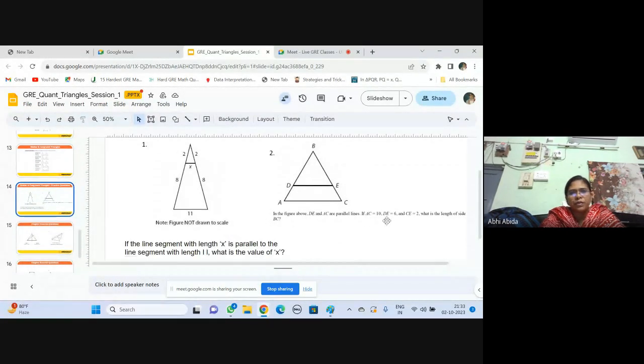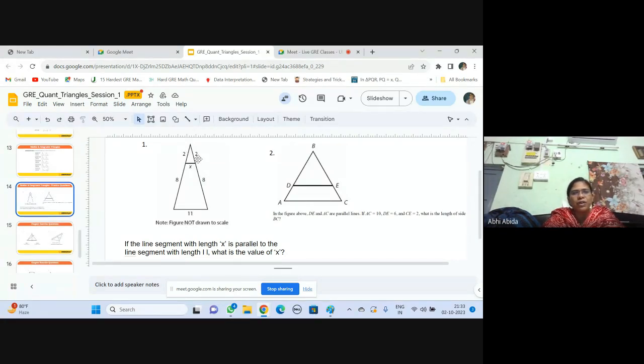So first question. There is a figure given. If the line segment with length x is parallel to the line segment with length 11, what is the value of x? Corresponding sides, we can see that there are two sides, x and 11.